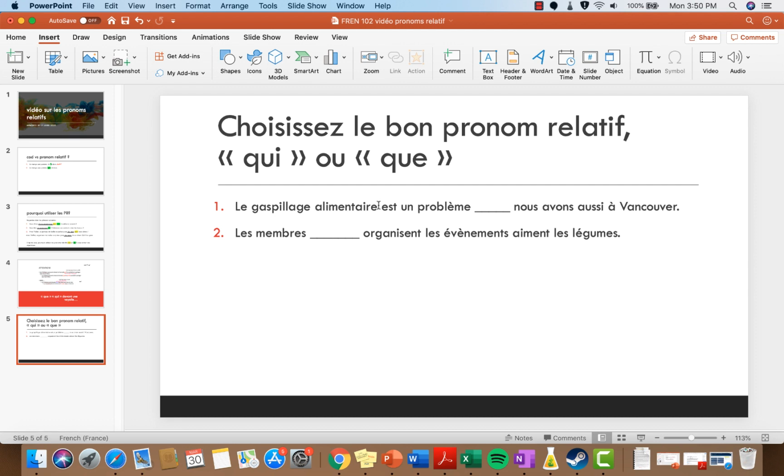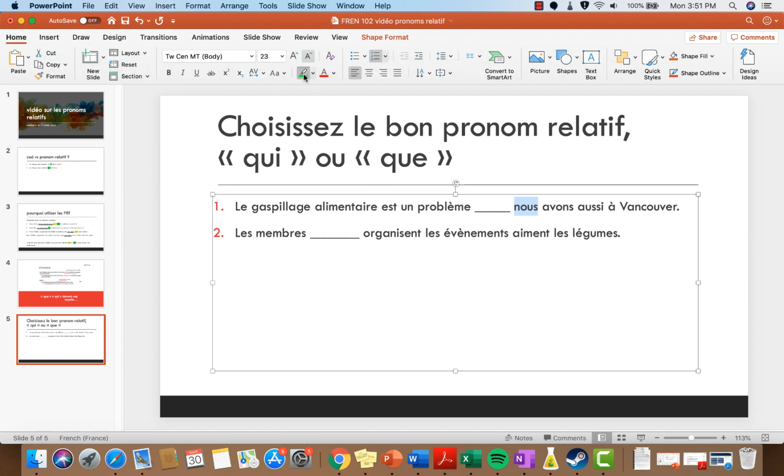Le gaspillage alimentaire, so food waste, est un problème. Nous avons aussi à Vancouver. So you're choosing between qui and que, d'accord? So now, if you want to do this faster, I'll give you a tip. Look at the second sentence. Does it have a subject? Yes, it's nous, right? So if it has a subject already, that means whatever is missing in the second sentence cannot be the subject since we already have it. It will be the complement, okay? COD.